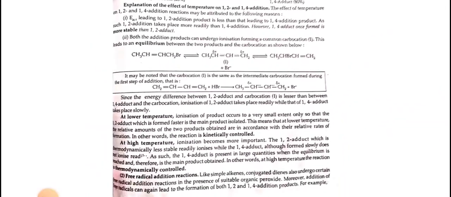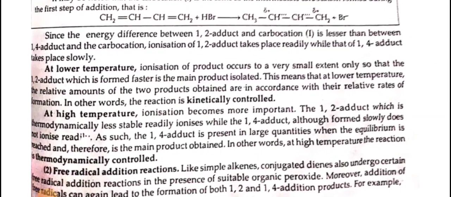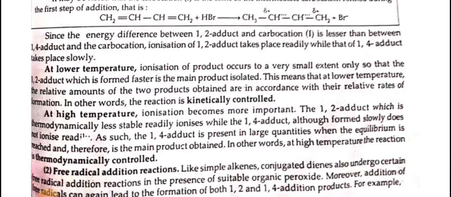At high temperature, ionization becomes more important. The 1,2 adduct, which is thermodynamically less stable, readily ionizes, while the 1,4 adduct, although formed slowly, does not ionize readily. As such, the 1,4 adduct is present in large quantities when the equilibrium is reached, and therefore is the main product obtained. In other words, at high temperature, the reaction is thermodynamically controlled.